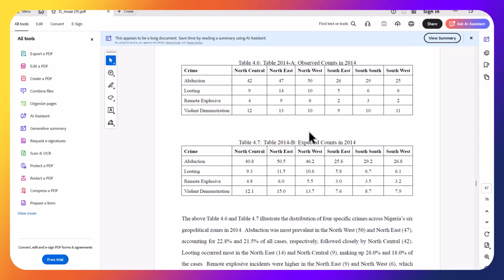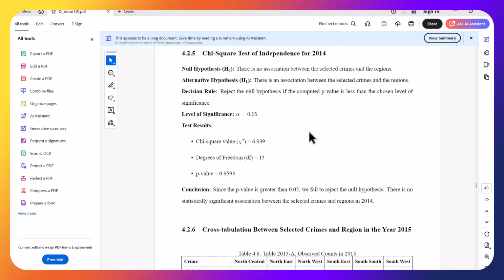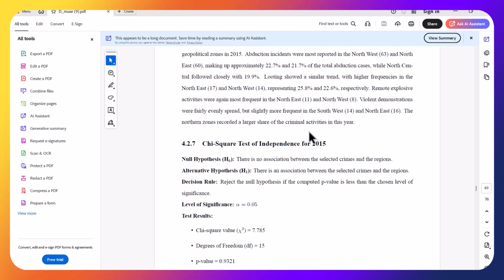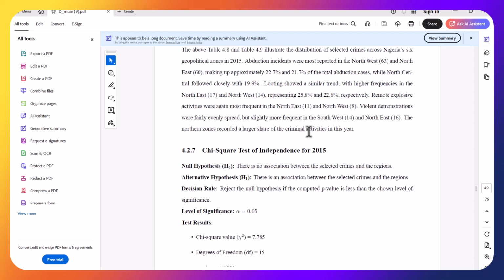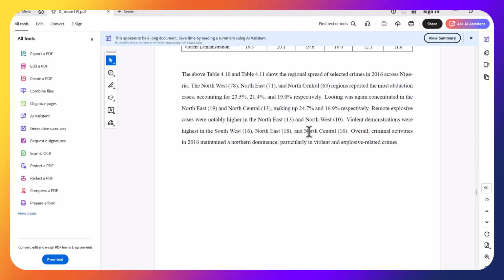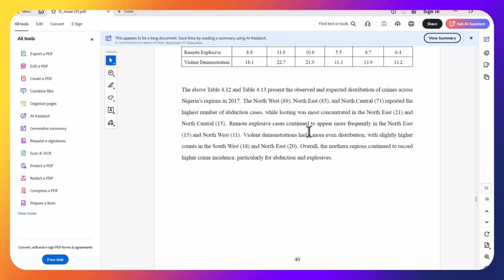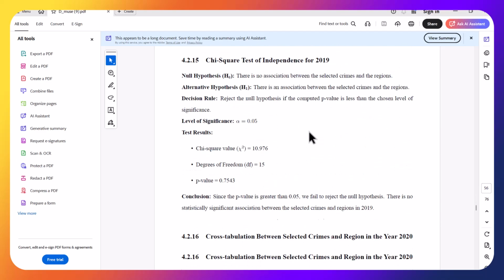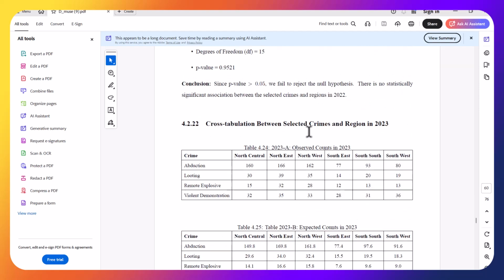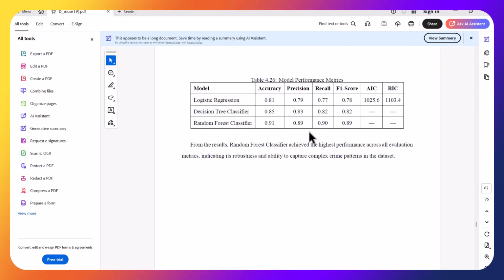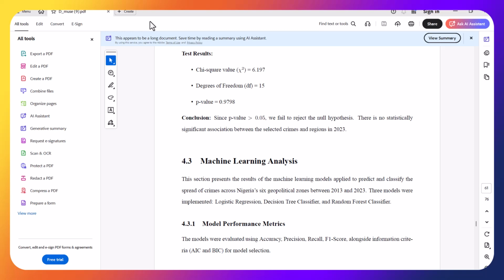Then moving on. Then we did it for 2015 as well, the same thing. So basically, we are going to do it for the whole 10 years. It's going to be large, and I don't want to waste our time, so basically, I'm going to move on to the machine learning aspects.